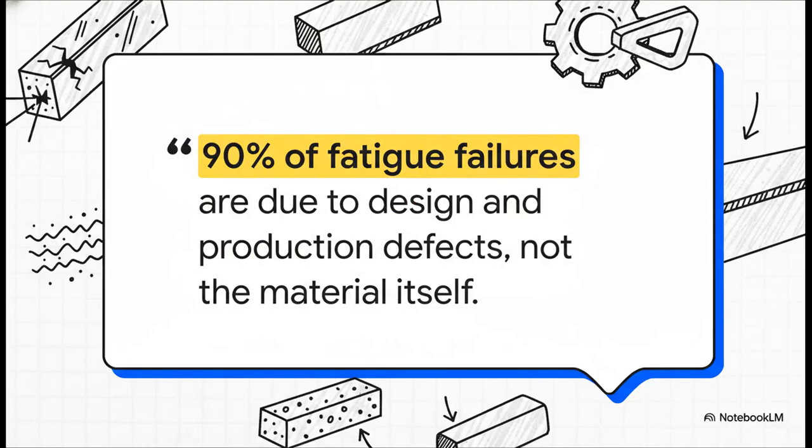And check out this quote, because it really flips the whole problem on its head. It basically says that 90% of the time when something breaks, it's not actually the material's fault. It's a flaw in the design. A sharp corner that concentrates stress, a bad weld. Those are the real culprits. It tells us that how you use a material is often way more important than the material itself.